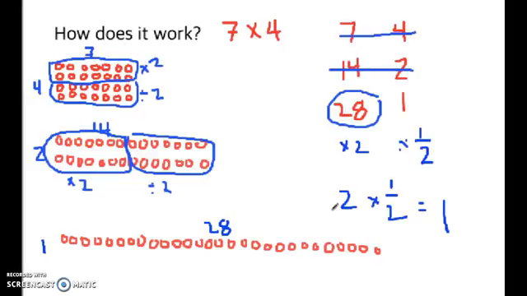So that's why nothing ever changes, and you get the same answer as you would with our normal way of multiplying, our long multiplication. And sorry, I misspoke. So you're multiplying one group by 2 and multiplying the other group by 1/2, or dividing it by 2. And it all works out because you don't get a different answer, you just get 1. You're just regrouping it in a different way. So that's how Russian peasant multiplication works.